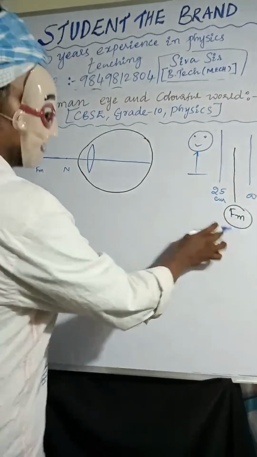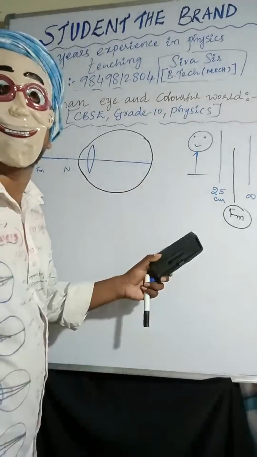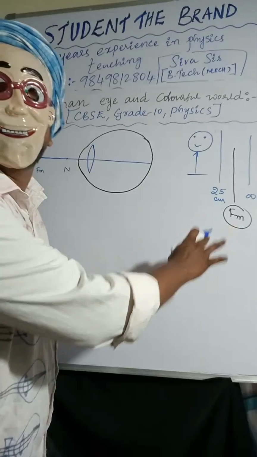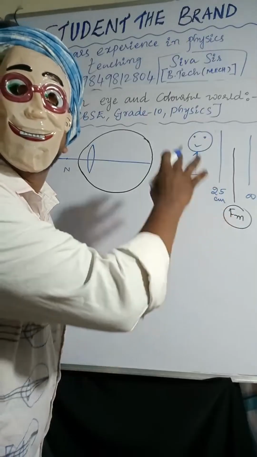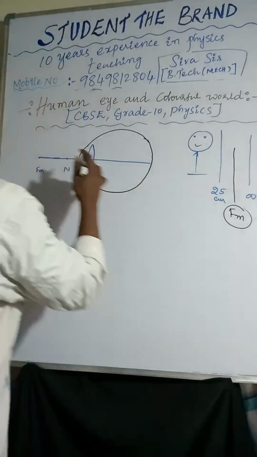So if the light rays are coming from this point, from this point he can see. If the light rays are coming from the far point, he can see. Those light rays will meet at the retina.